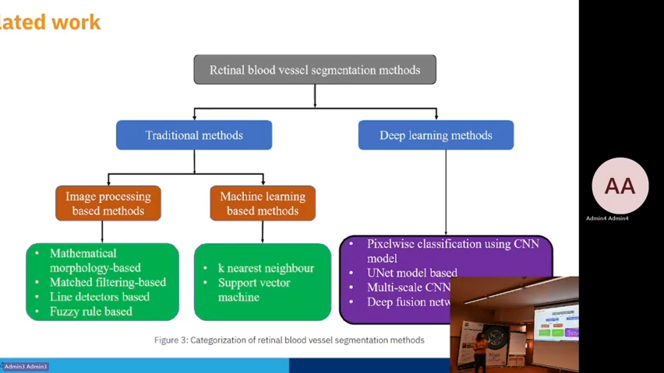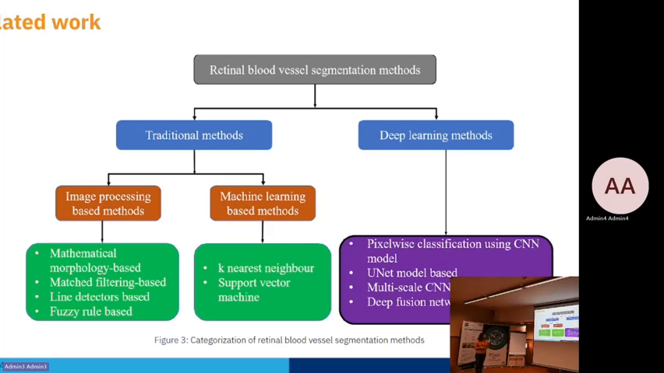In this direction, many attempts have been made, which can be categorized into two parts: traditional methods and deep learning methods. The traditional methods include image processing based methods and machine learning based methods. Image processing approaches include mathematical morphology, matched filtering, line detection and fuzzy rule based methods. In machine learning based methods, we first implement these image processing techniques, and then use a k-nearest neighbor or support vector machine for pixel-wise classification. In deep learning based methods, we can directly give the fundus image to a model to segment these vessels.